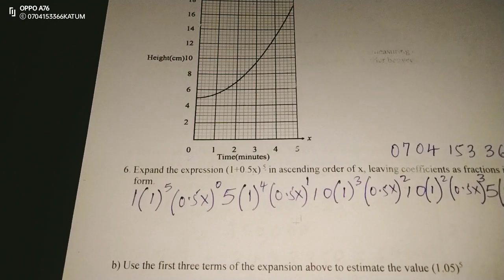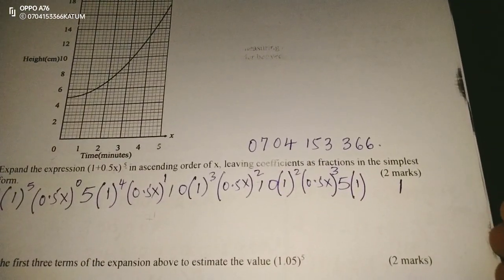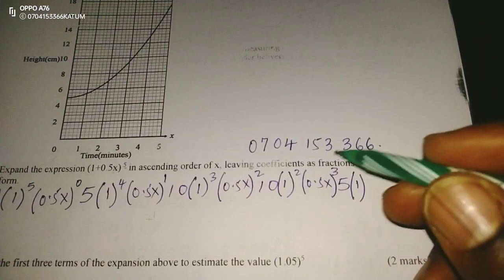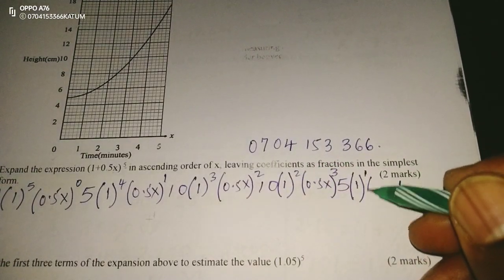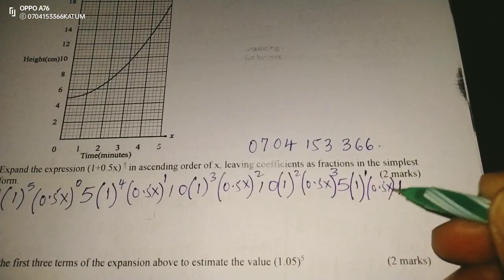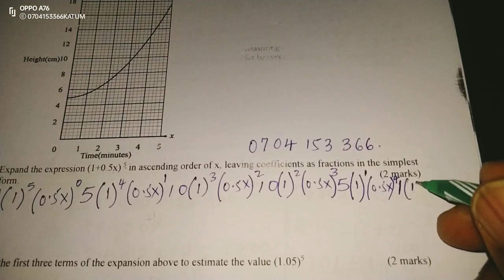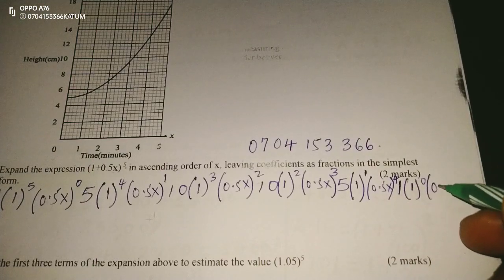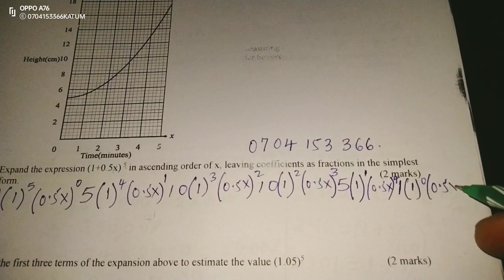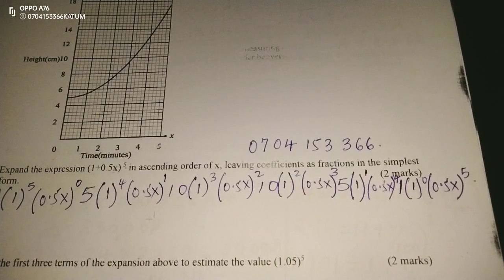Then 1 was power 2, now power 1, and 0.5x, which was to power 3, now becomes power 4. And finally, we will have 1 taking power 0, and 0.5x taking power 5. So that will be the final term.